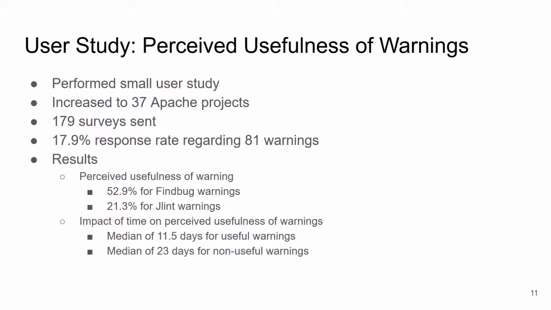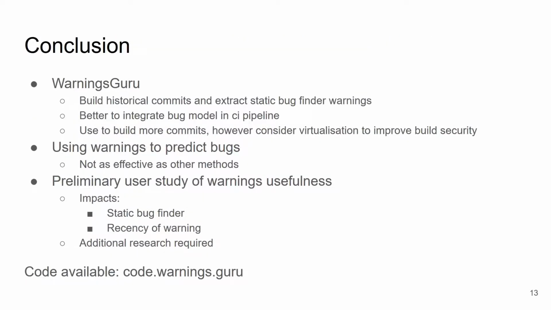We also tried to assess the impact of time on the usefulness of the warning, where we calculated the time between the original commit and the response from the developer. And we determined that the faster the developer is made aware of the warning, the more it is perceived as useful. In conclusion, we introduced Warnings Guru, a tool which allows to build historical commits and extract static warnings from bug finders.